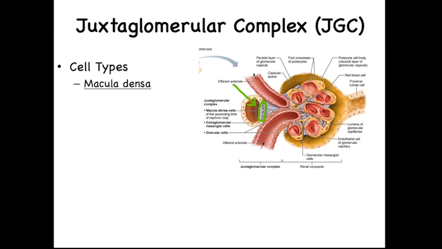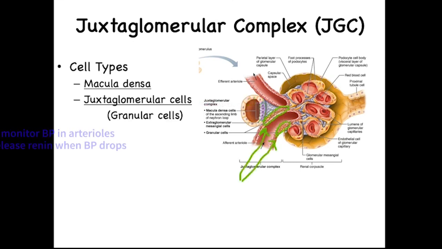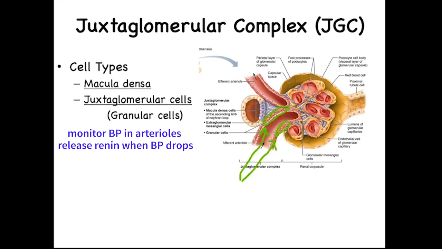The juxtaglomerular cells, or granular cells, are enlarged smooth muscle cells located in the walls of the afferent and the efferent arterioles. There's a higher concentration of these in the afferent arterioles. They measure the blood pressure. In addition, when blood pressure drops, these cells release renin.